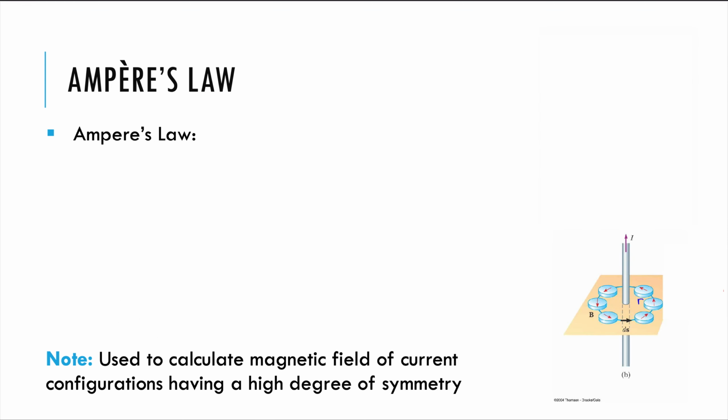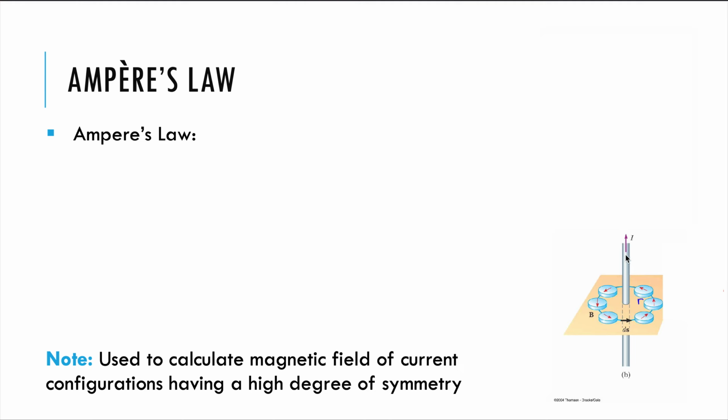Ampere's Law is used to calculate magnetic fields of current configurations having a high degree of symmetry. We've just learned how to find magnetic fields due to current distributions using the Biot-Savart law, but Ampere's Law can be easier to use if we have a high degree of symmetry. So let's go ahead and figure out what Ampere's Law tells us.